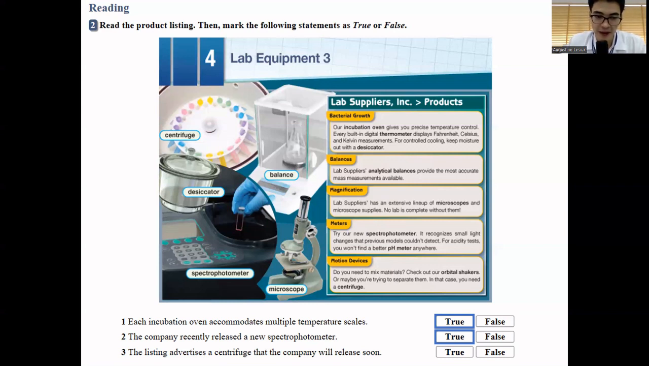So that means that they released a new one. Lastly, the listing advertises a centrifuge that the company will release soon. True or false? The answer to this one is false. They didn't mention any new releases or any news about a new centrifuge. They talked about centrifuges, but they don't mention about a new one. Okay, so those are the answers. We're moving on.